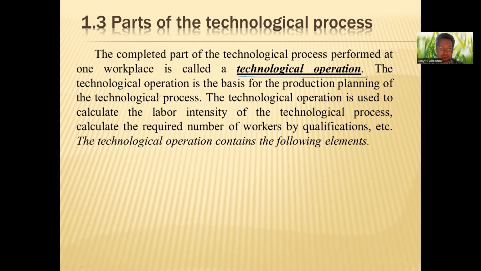The technological operation is the basis of the production planning of the technological process. The technological operation is used to calculate the labor intensity of the technological process, calculate the required number of workers by qualifications, etc. The technological operation contains the following elements.